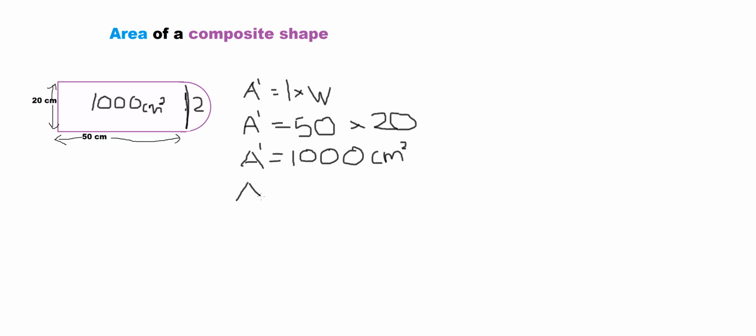Now let's do the second bit. So now we're going to figure out the area of A2. Does everyone remember what the formula was for the area of a circle? Give you some thinking time. Yes, that's right. Very good, everyone. The area is pi r squared.